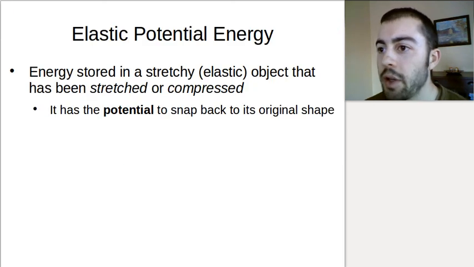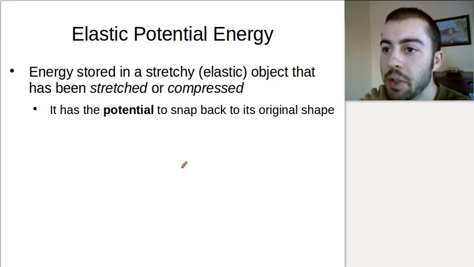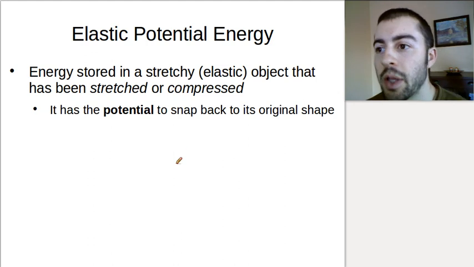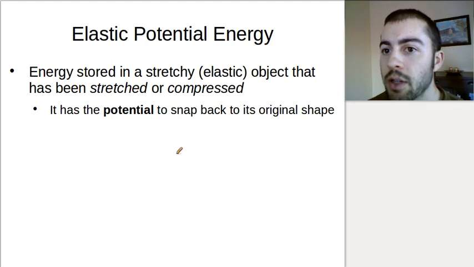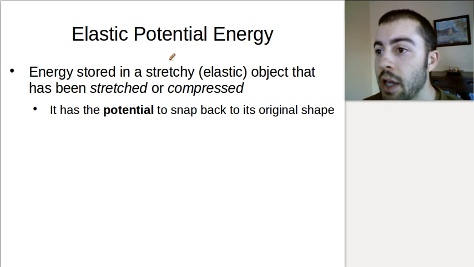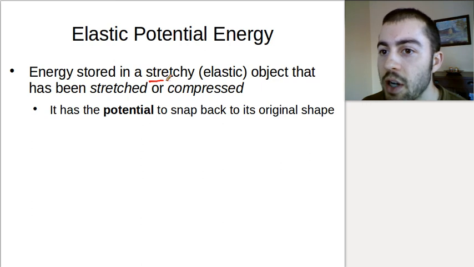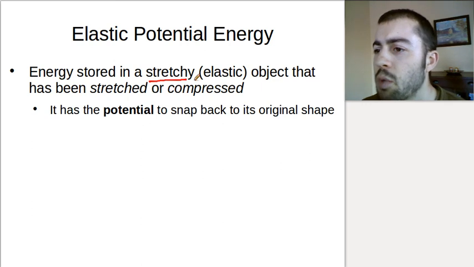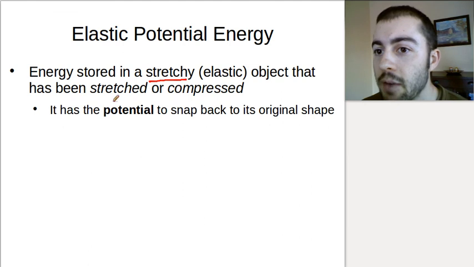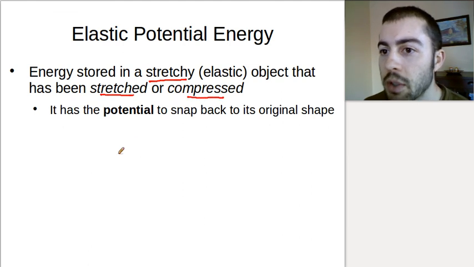Alright, so I want to close the video by talking about a couple of other types of potential energy. So another type of potential energy, aside from gravitational potential energy, is elastic potential energy. So remembering that potential energy is all about what something could do, elastic potential energy comes from something that's stretchy, either a rubber band or a spring or anything like that that's stretchy or elastic. And if we stretch these objects out or compress them, that's what's going to give them potential energy.